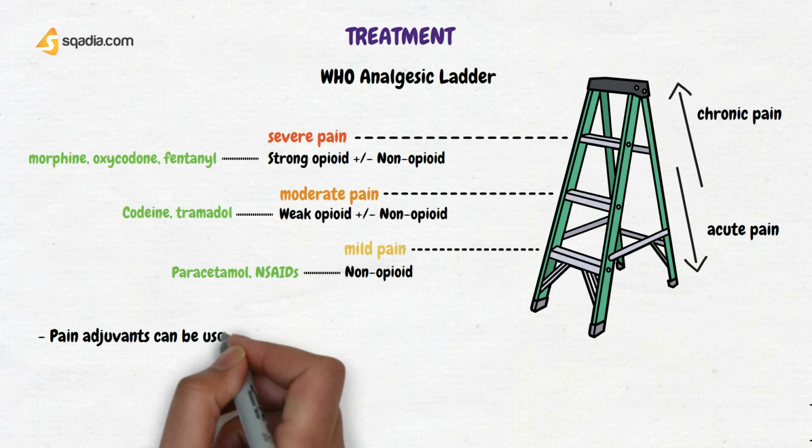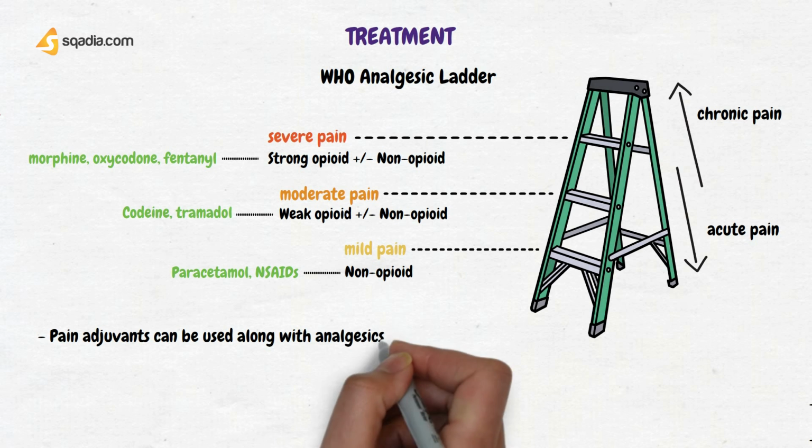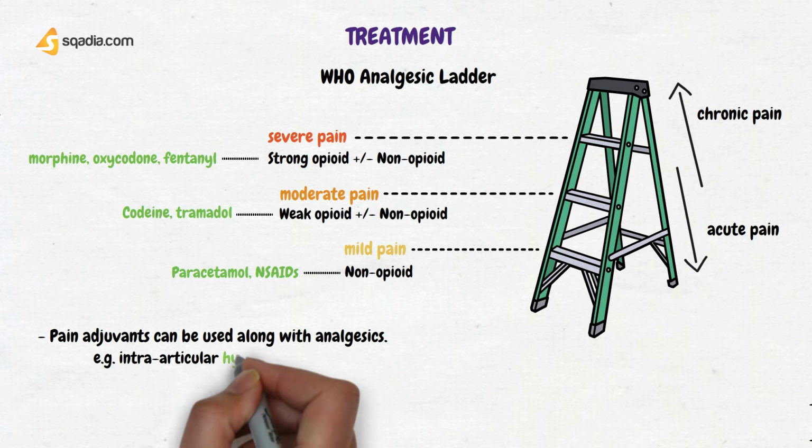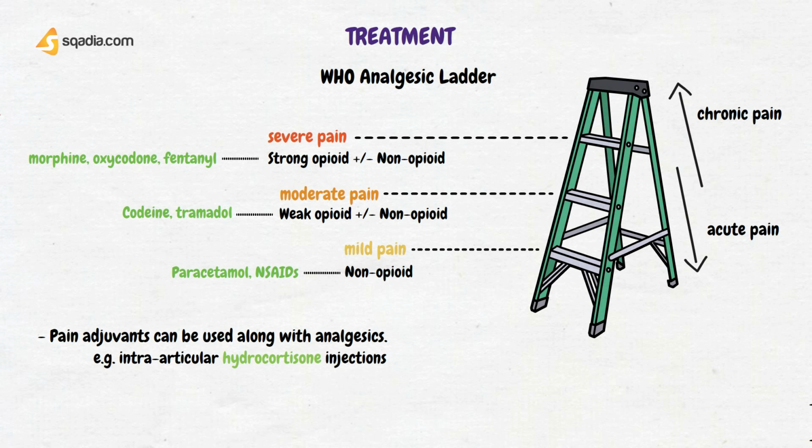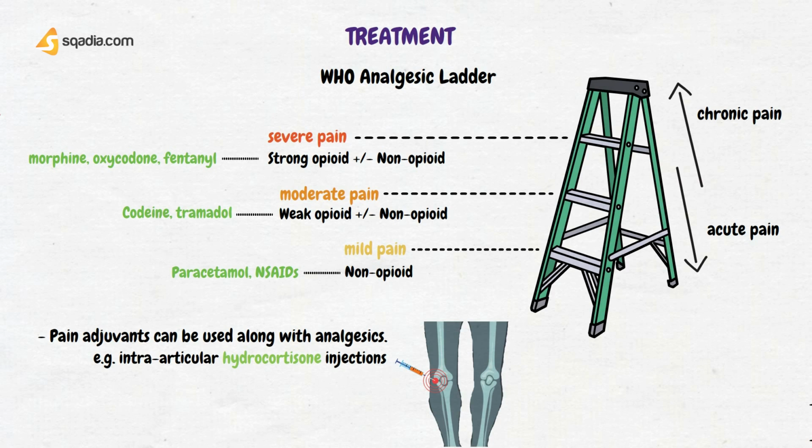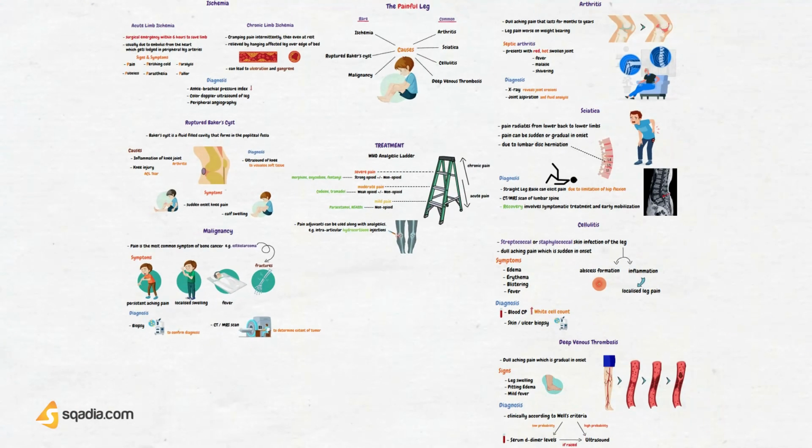Finally, pain adjuvants can also be used along with analgesics, an example being the intra-articular hydrocortisone injections. With that, we conclude today's topic of painful leg, its causes along with their investigation, and treatment.